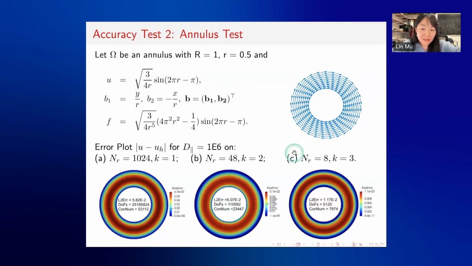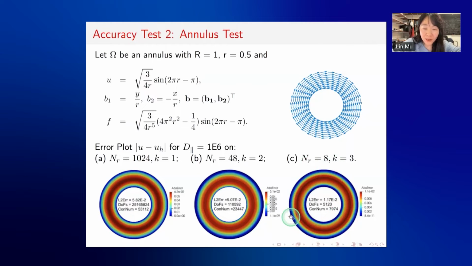Then let's increase the polynomial degree even more. Consider k equals 3. For this case, we only need nr equals 8, which gives us a DOF of 5k to achieve a similar error. So this shows us that by using a high order method, our scheme can very efficiently give us a very good numerical solution.